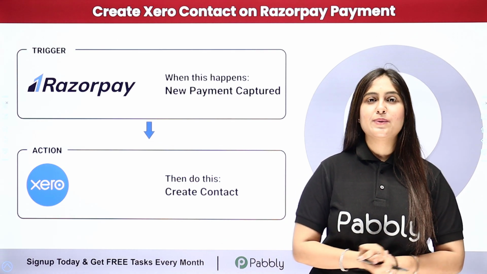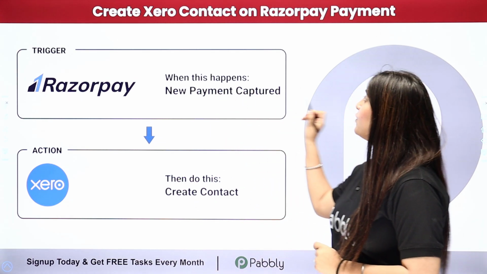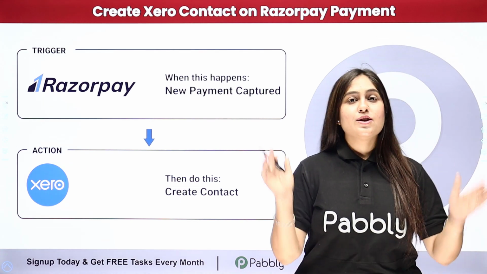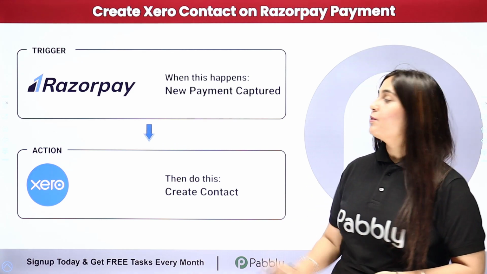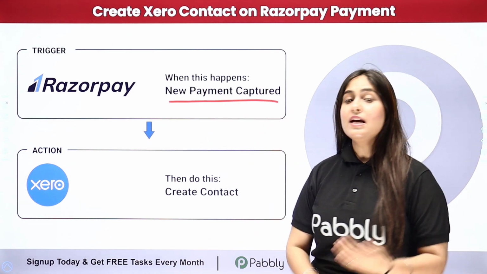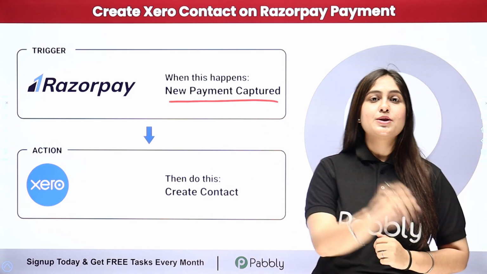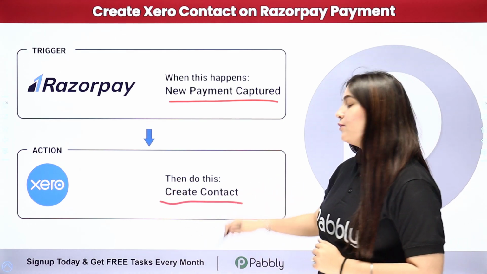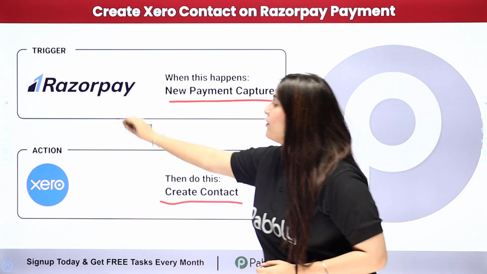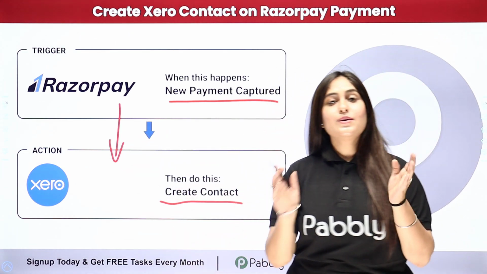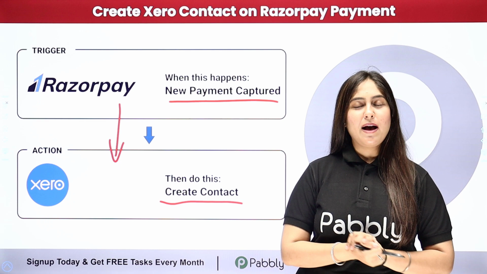In this video we are going to understand how to create a Xero contact on Razorpay payment. Here I am using Razorpay as my payment gateway, and my objective is that whenever I receive a new payment through Razorpay, that customer should automatically be created as a new contact in my Xero account. To automate the entire process, I need to connect my Razorpay with my Xero account using an automation software named Pabbly Connect.